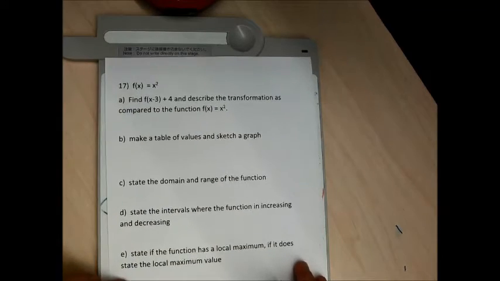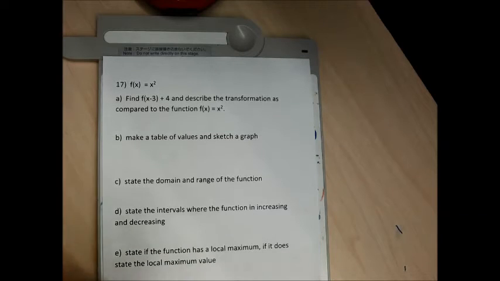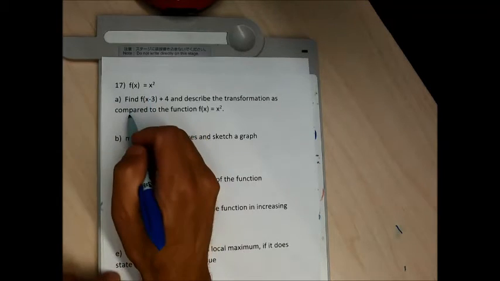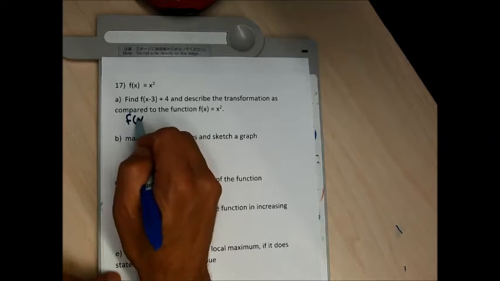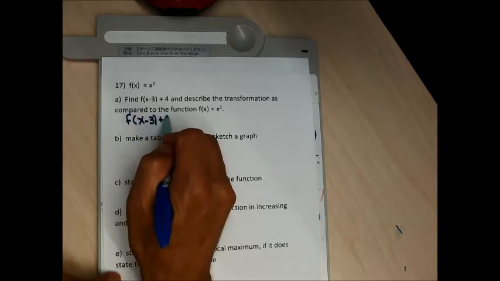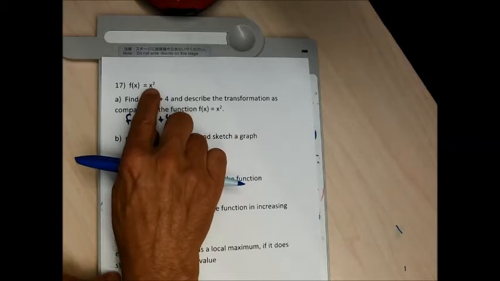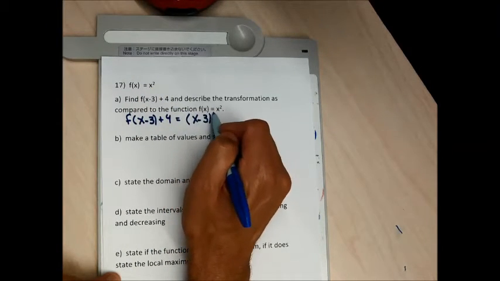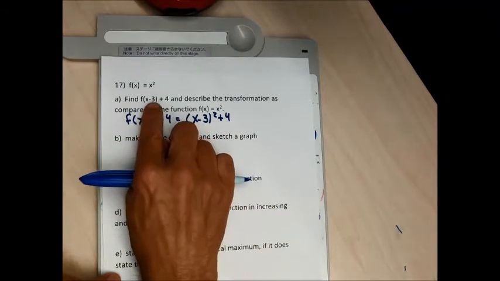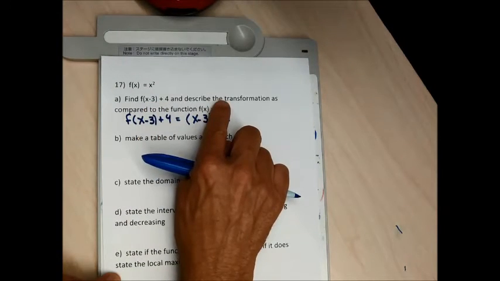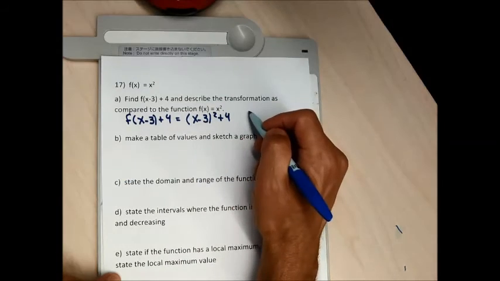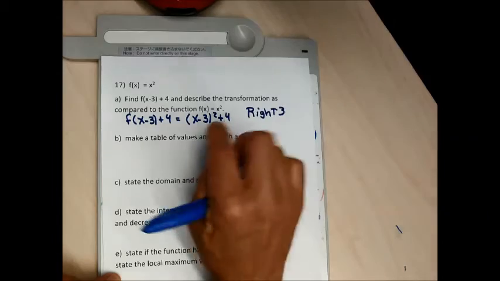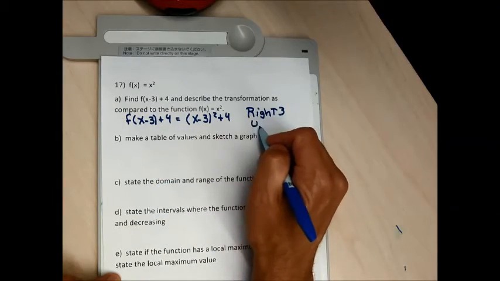All right, 17 gives me a function f of x equals x squared. It first wants me to find f of x minus 3 plus 4, and f of x minus 3 plus 4. The x minus 3 is going to go in a parentheses with a squared outside of it. So that's finding the function. To describe the transformation, it's going to shift it right 3 for that, and up 4 for that.